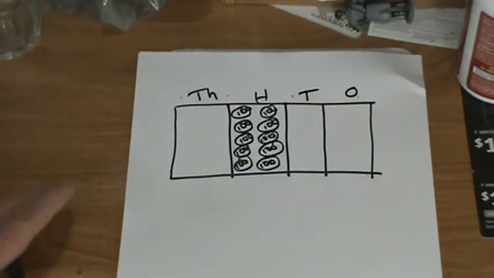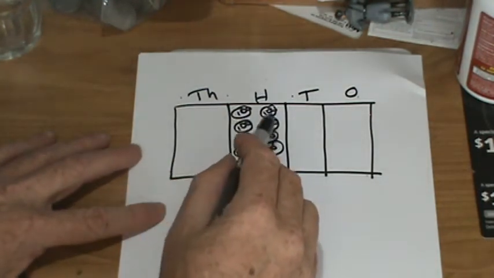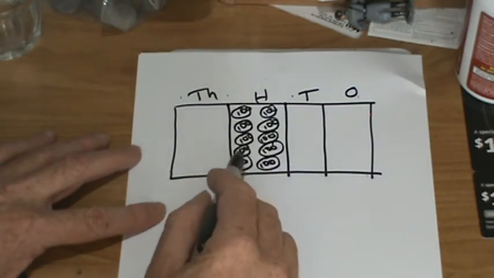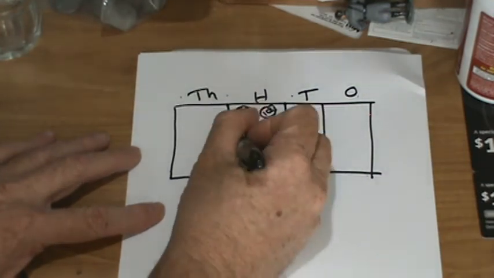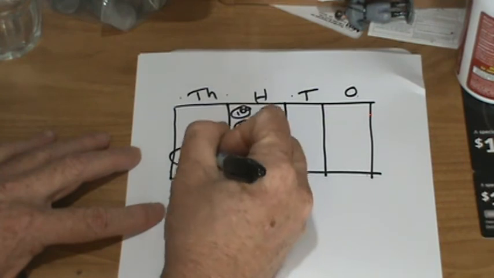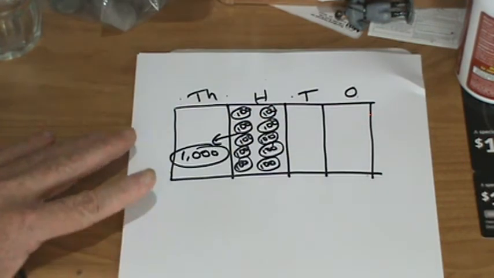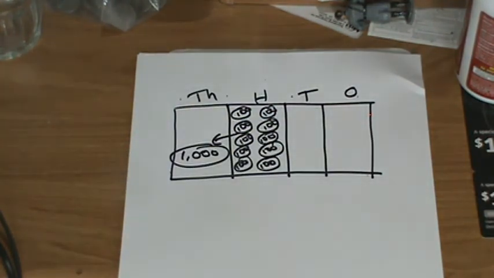What are 10 hundreds? 100, 200, 300, 400, 500, 600, 700, 800, 900. Not 10 hundreds, but 1,000. So we can see here that 10 hundreds makes 1,000.